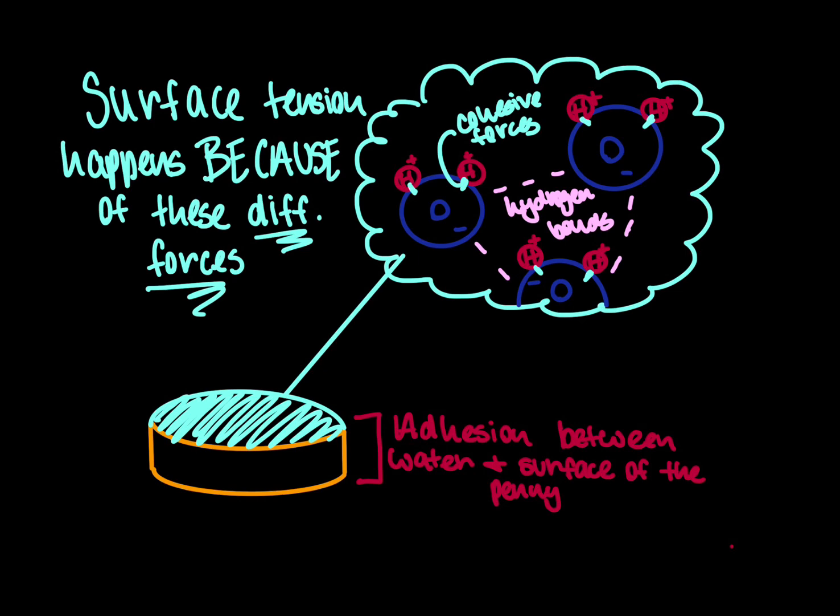Now, how do all of the concepts and terms that I've just explained relate back to surface tension of water on a penny? Simple, really. The water is held together by cohesive forces and hydrogen bonds, and this creates tension, which pulls the water molecules towards itself and supports its weight. The bottom surface of the water drop then sticks to the penny due to adhesion between the water and the surface of the penny. And that's cohesion, adhesion, and how it relates to surface tension.